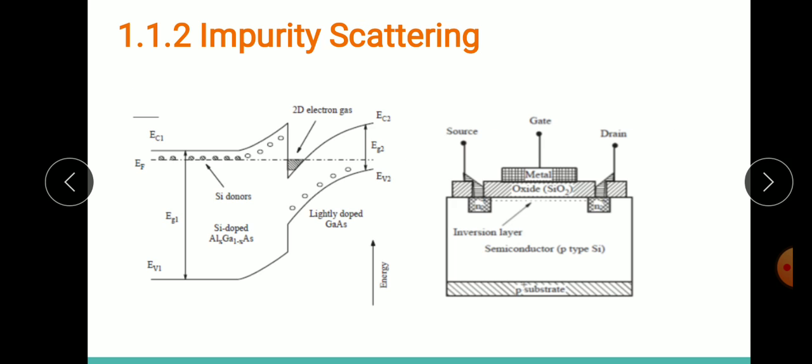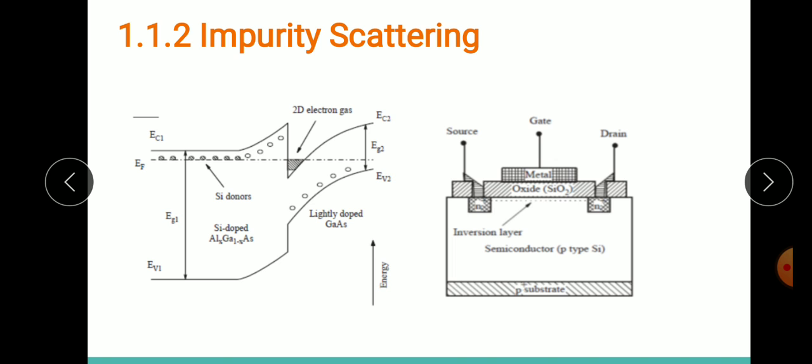The second scattering mechanism is nothing but the impurity scattering. So as the name suggests, it's a scattering due to the presence of impurities. Now your impurities may be ionized impurities or neutral impurities. So both these ionized as well as the neutral impurities form a large contribution in scattering in semiconductors at lower temperature.